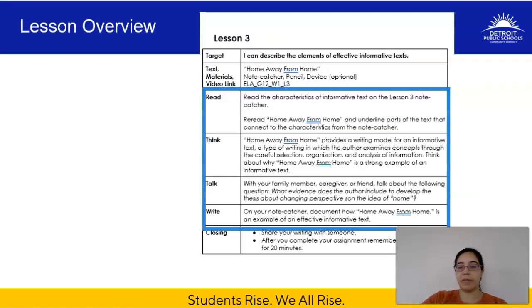This page is from your learning packet. You can see here that today we'll be rereading the launch text, which is Home Away from Home. As we reread, we'll be exploring how the text is an exemplar of the informative text genre. To help us out there, we'll also start by reviewing some of those characteristics of informative text before we think about how the launch text exemplifies some of those characteristics.